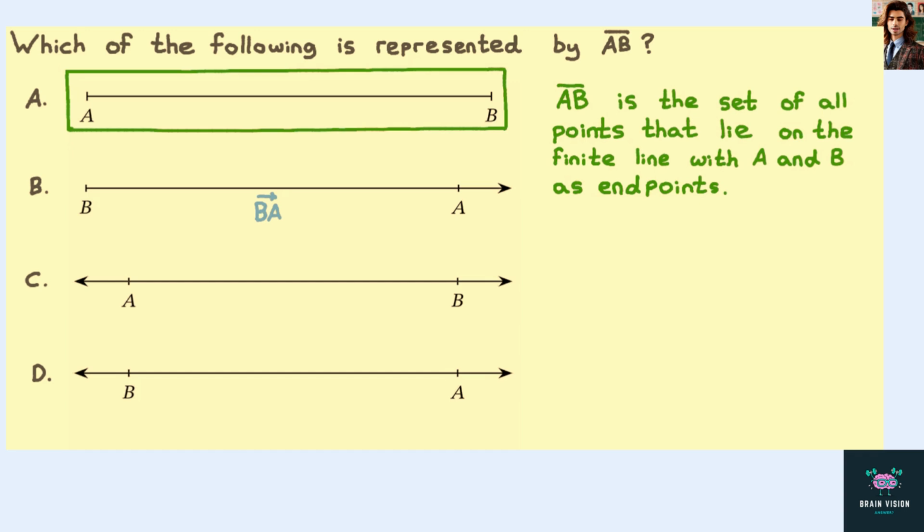First, we recall that we can represent a ray by using an arrow above the points. That is, a line starting at one point and extending indefinitely in the direction of another point. We see that option B is the ray from B through A, and that option E is the ray from A through B.